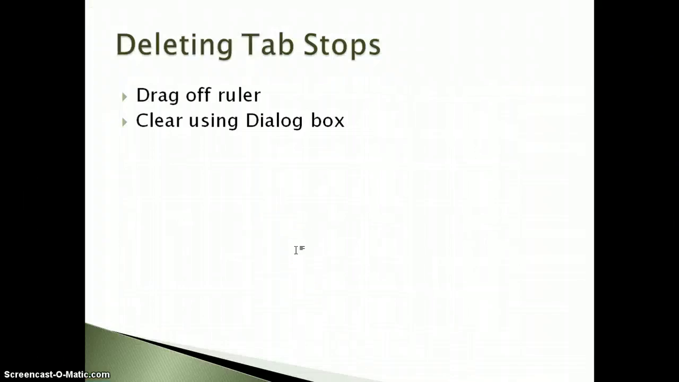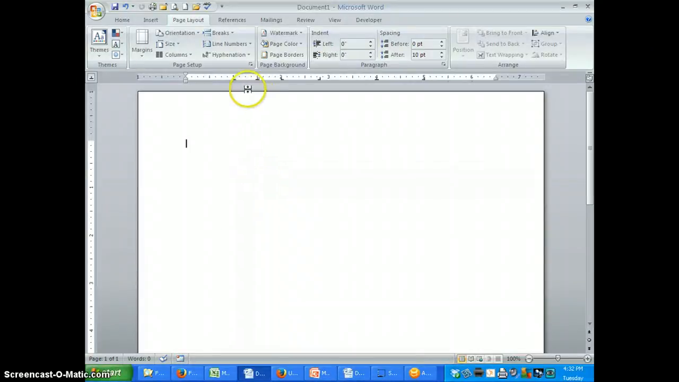Again, there are two ways to delete a tab stop. There's a couple of ways you can insert them, and there's a couple of ways to delete them. To delete a tab stop marker, you can drag it off the ruler, or you can clear them using the Tabs dialog box again. So let's see how we do this. Just click on the tab you want to get rid of and drag it off your ruler, just like that. Drag it off and it's gone.